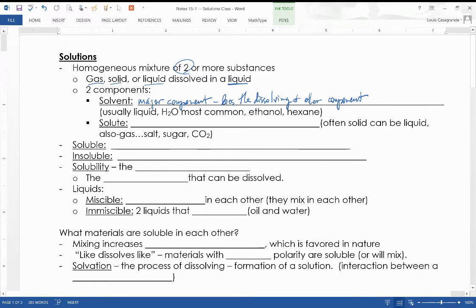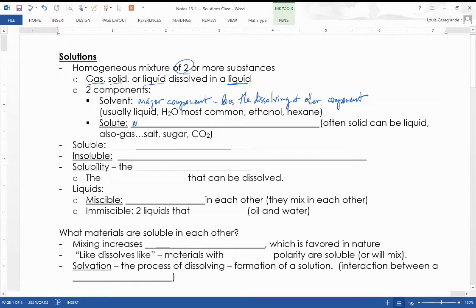There are things called solid solutions. Those are alloys. We saw those back in chapter 3 and chapter 8. Gas is harder to use, but liquids are very common. And some of the ones we saw in the lab, water, ethanol, hexane, those are all good solvents.